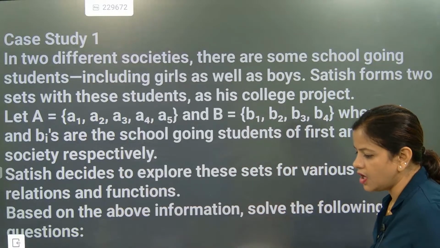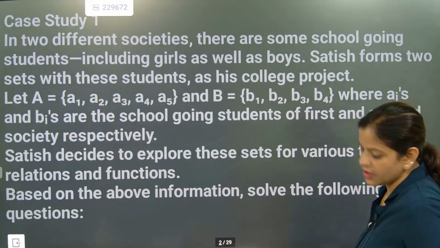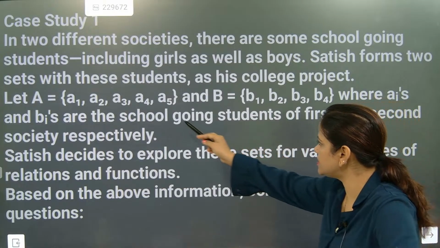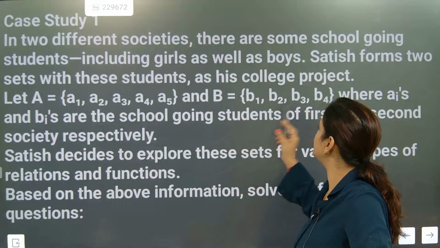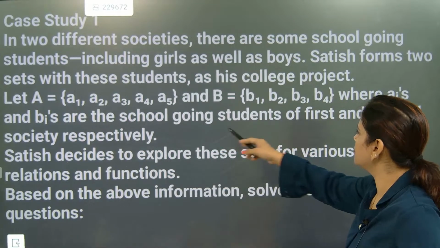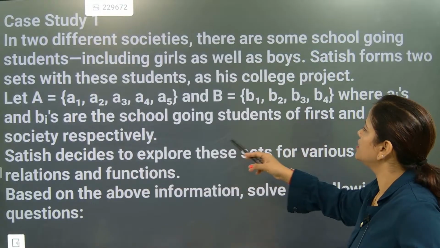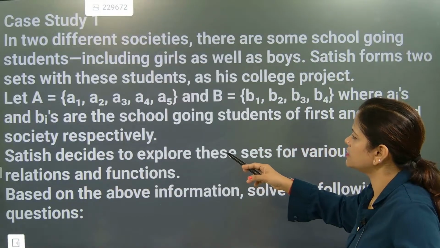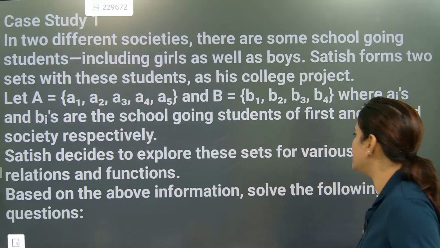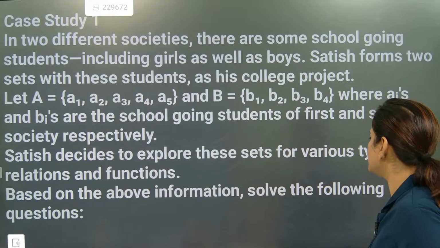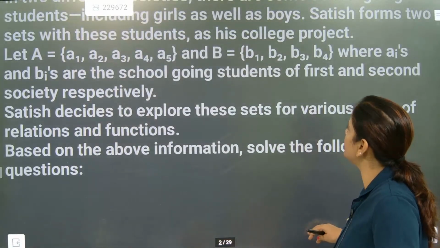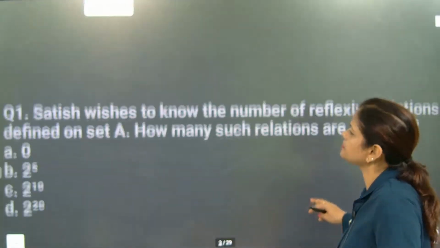Now solve this question. A is equal to, remember, how many elements are there? 1, 2, 3, 4, 5. B is equal to how many elements are there? 1, 2, 3, 4. So now A has 5 elements, B has 4 elements, where these are the school going students of the first and second society respectively. Satish decided to explore this set for various types of relations and functions. Based on the above information, solve the following questions. A has 5 elements, B has 4 elements.